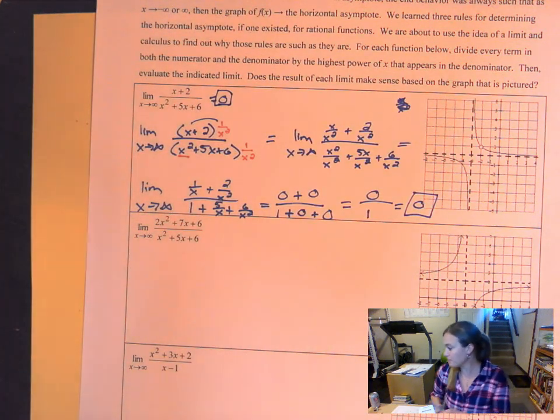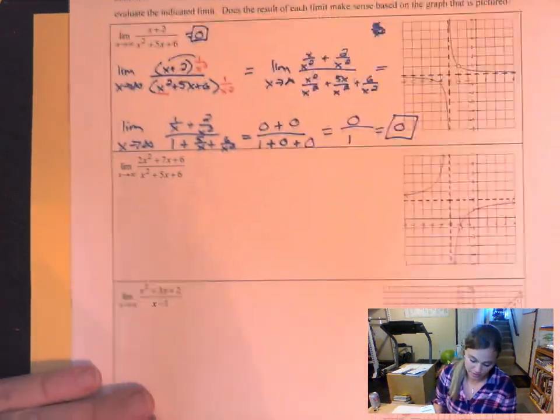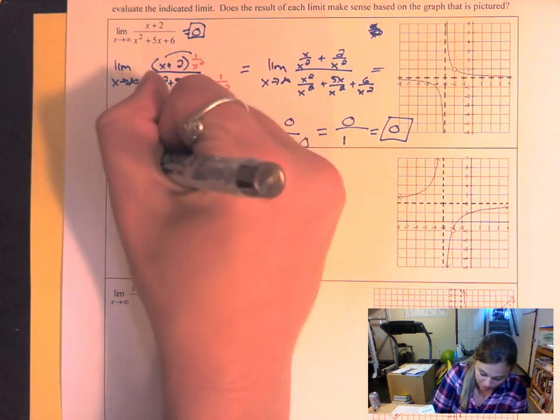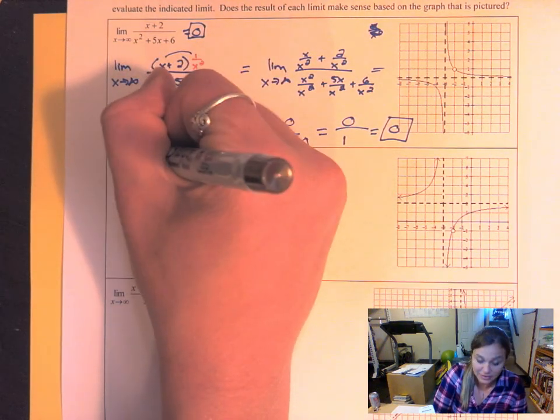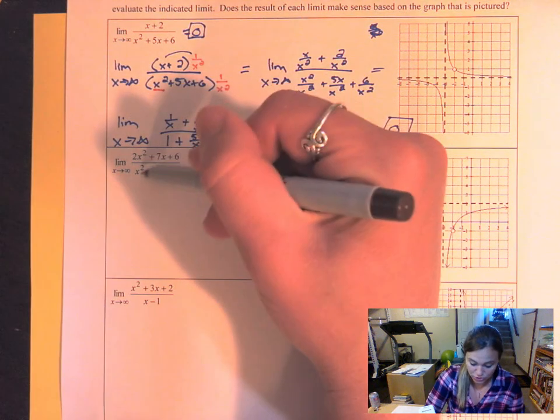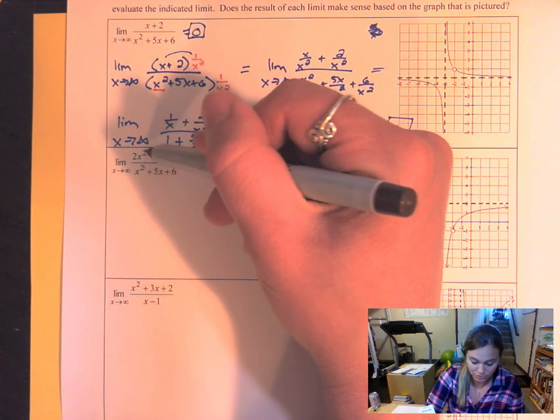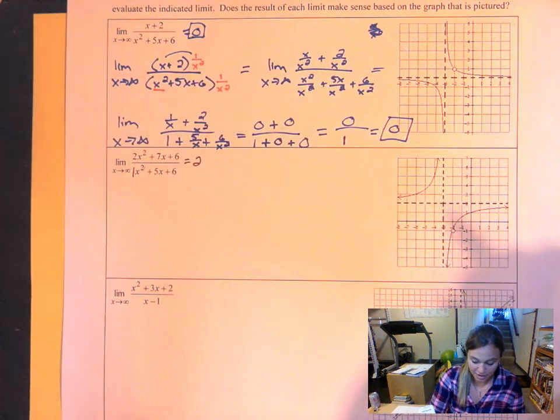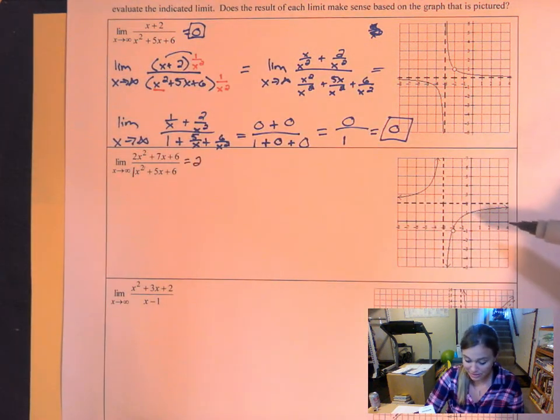Okay, let's do another one. So this one I can see right away the ratio, or I'm sorry, the degree in the numerator and degree in the denominator are the same because I've got the 2 and the 2. So I can take a ratio of the coefficients and I should get 2. I can confirm on my graph the limit as x approaches infinity is indeed 2.